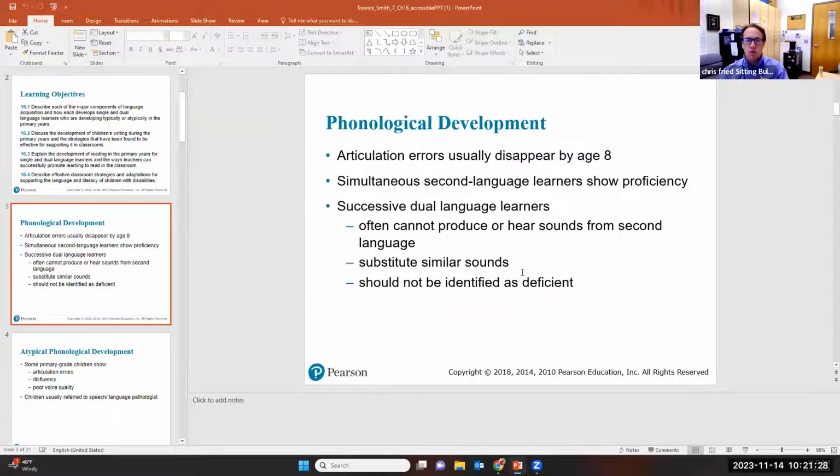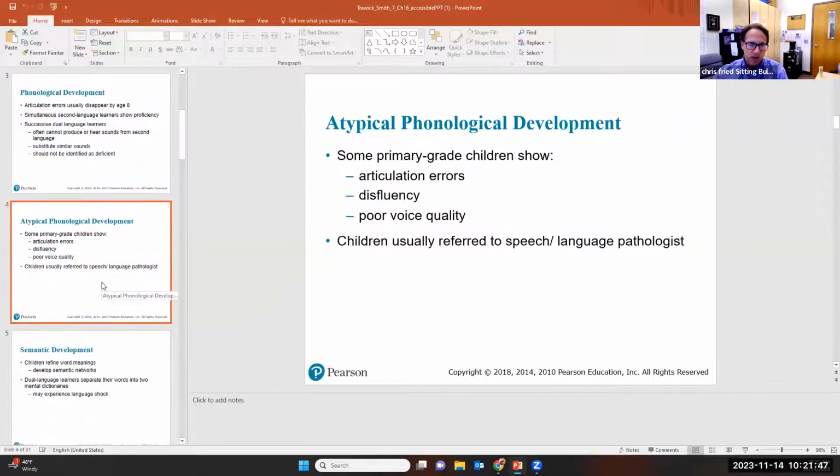So if you know a student who is trying to learn two languages, or comes to school knowing only one language, for example, and is then trying to learn English or whatever the dominant language is in the classroom, there are going to be some changes in there. So we want to be careful not to list them as deficient. There are some atypical phonological development things that we want to look at.